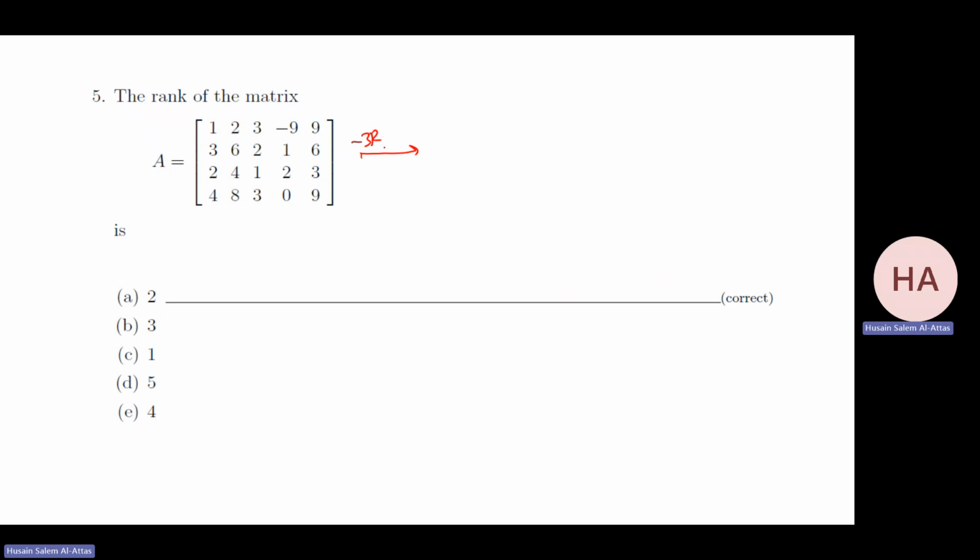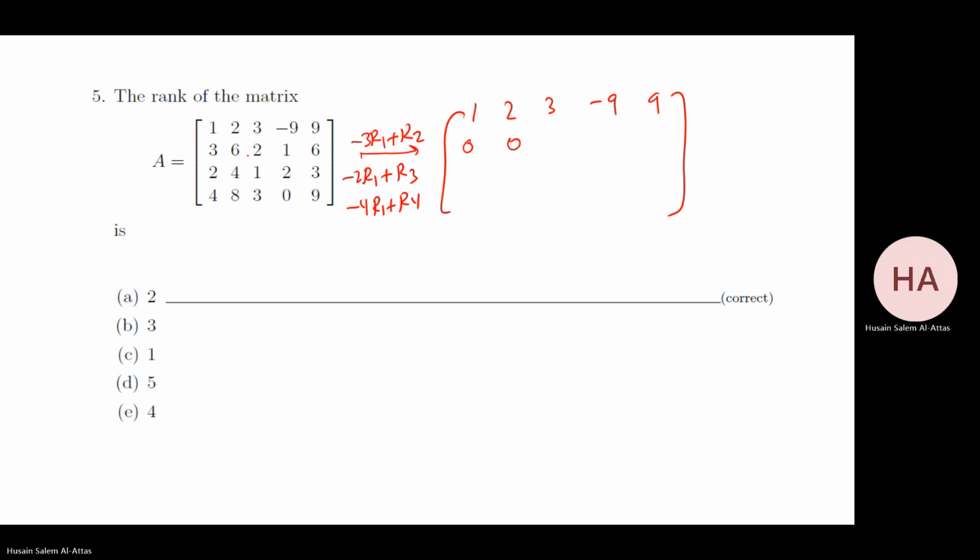Minus 3 R1 plus R2, minus 2 R1 plus R3, minus 4 R1 plus R4. 1, 2, 3, minus 9, 9. Minus 3 and add, that will be 0. Minus 3 and add, that will be 0. Minus 3 and add, that will be minus 7. Minus 3 and add, that will be 28.